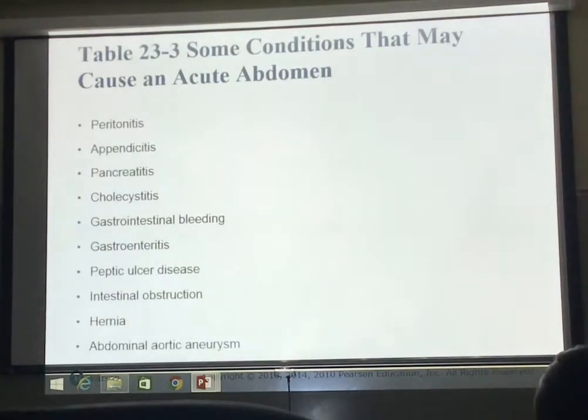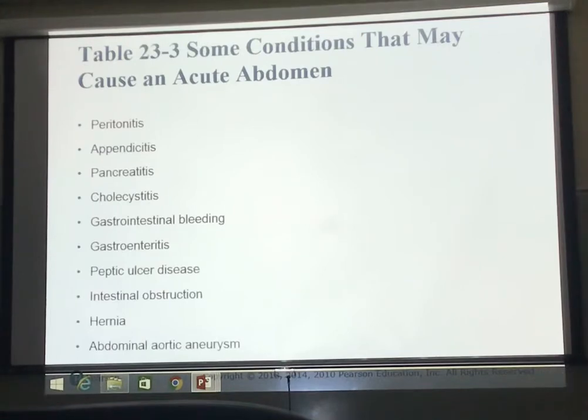Abdominal contents that are acidic or alkaline that leak into the abdominal cavity and irritate the peritoneum can produce a sudden onset of severe, sharp, and constant abdominal pain. And these are some of the things that it can be.